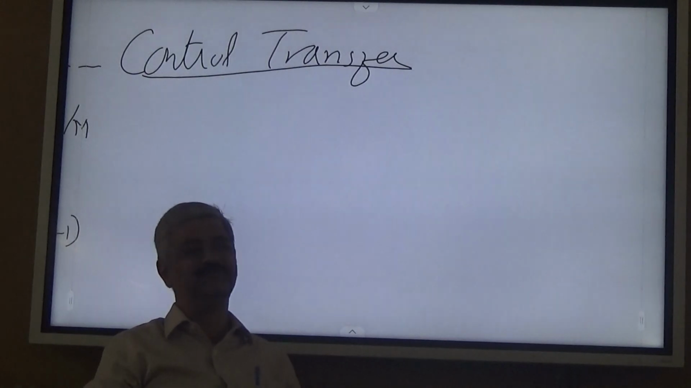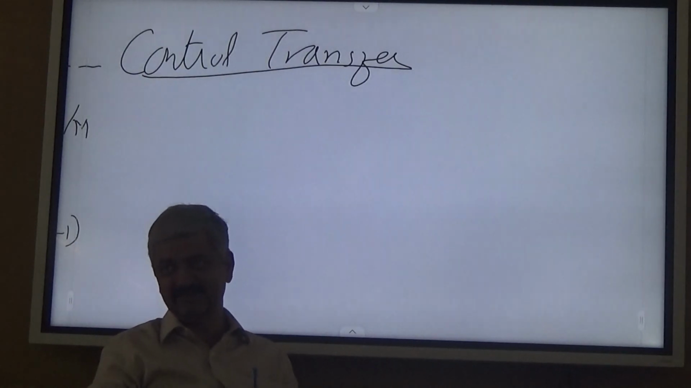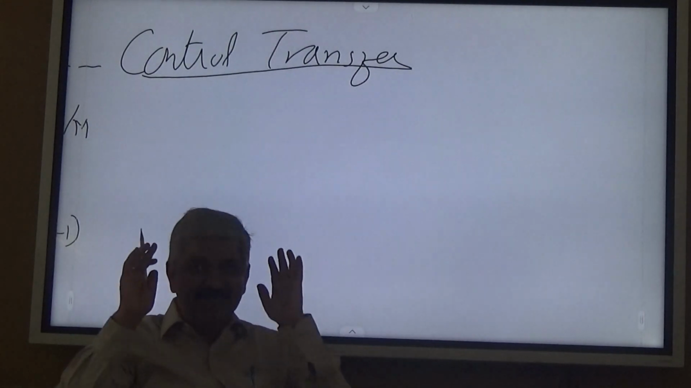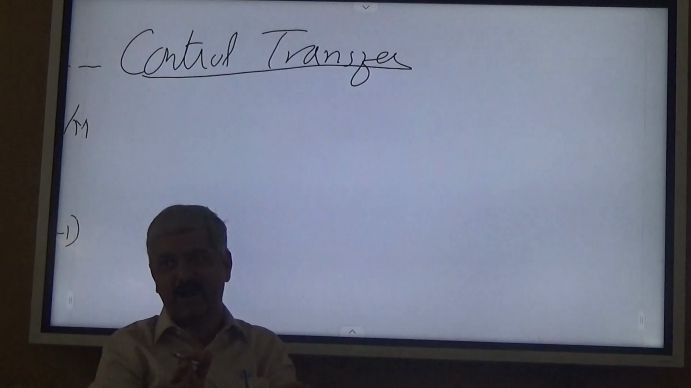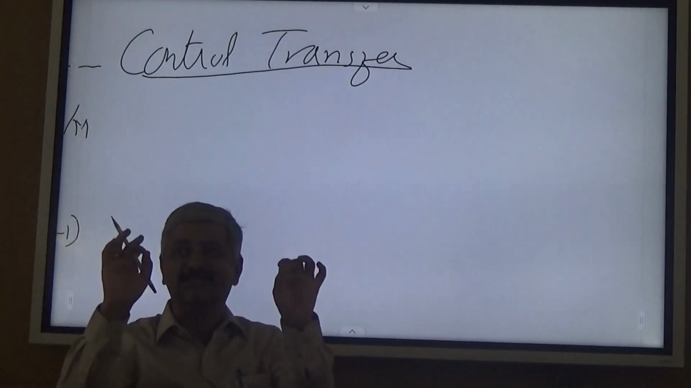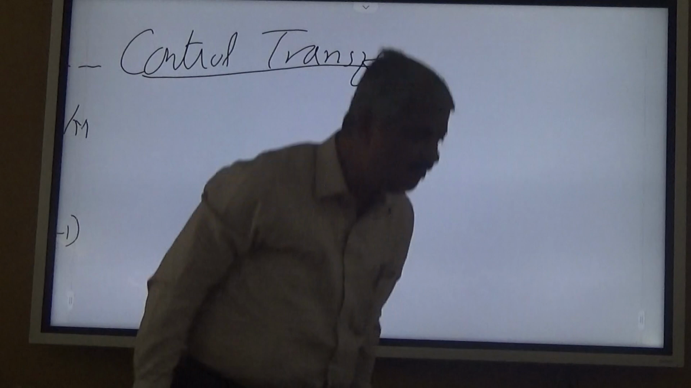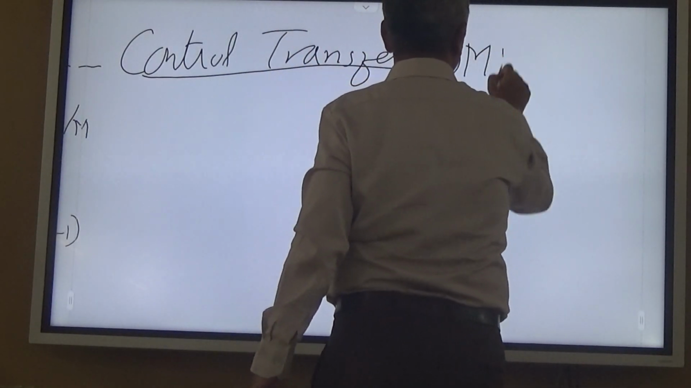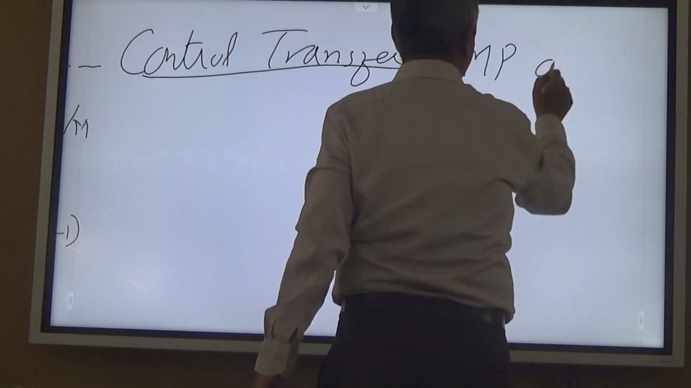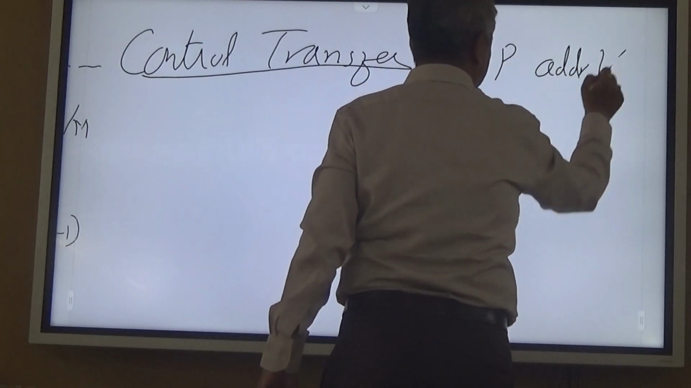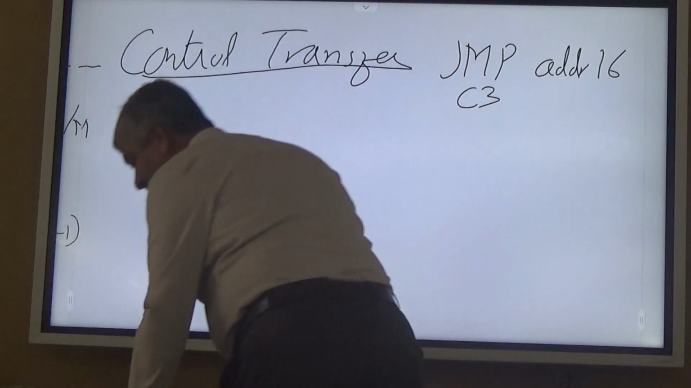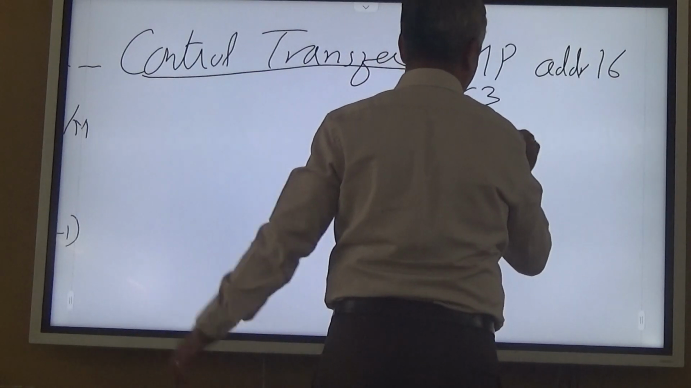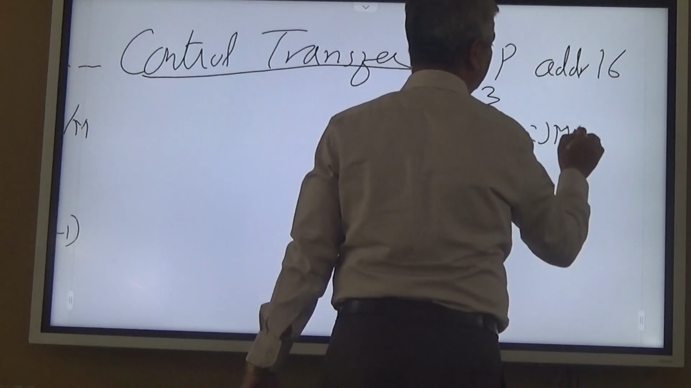Normally it is the program counter which keeps track of the instructions. But some instructions are also provided which are control transfer instructions, and of them one very simple instruction is the jump instruction. Jump address 16, opcode C3. So I write at 0000 itself we can have jump 5000.